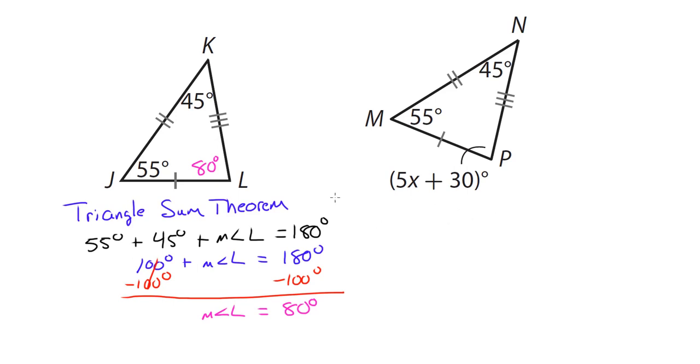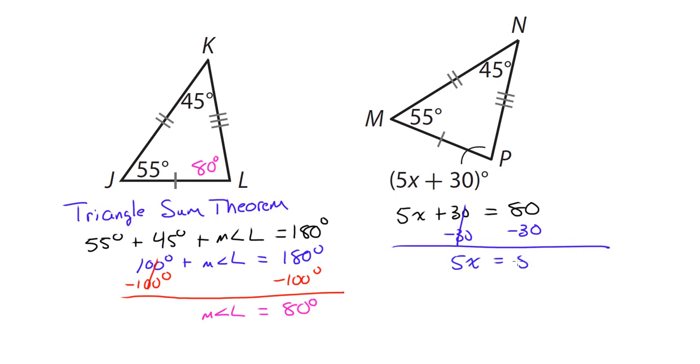Now we can set our equation and solve for x. So if angle P is supposed to be congruent to angle L, we can write 5x plus 30 equals 80. So we're going to subtract 30 from both sides. And we get 5x equals 50. And then we divide by 5. And we get x equals 10. So the value of the variable x that would make both of these triangles congruent is 10.